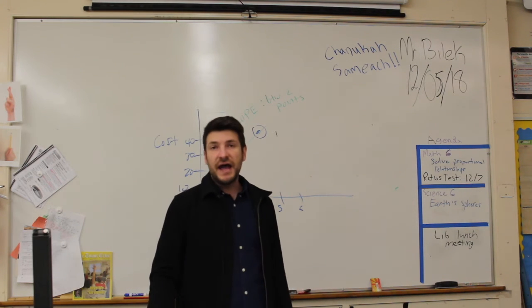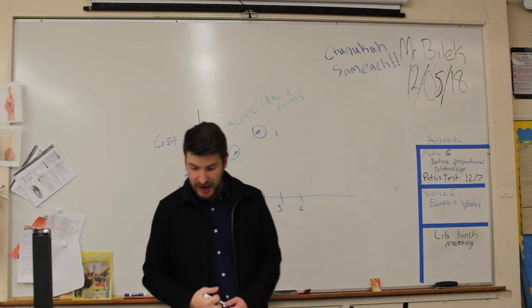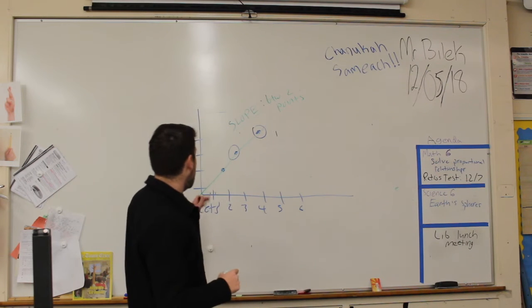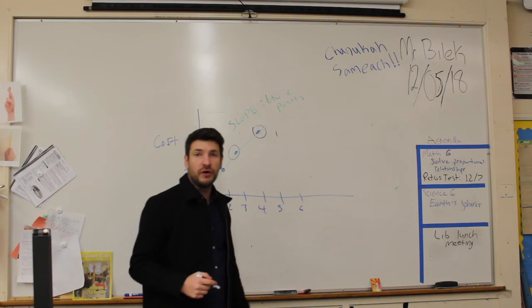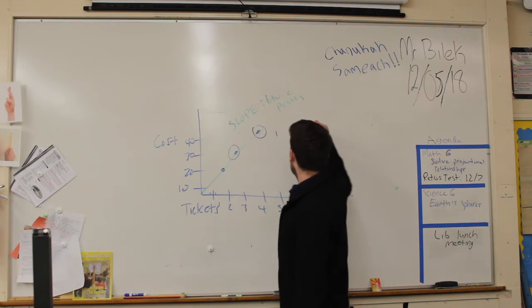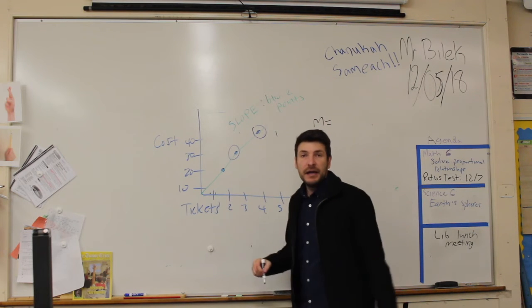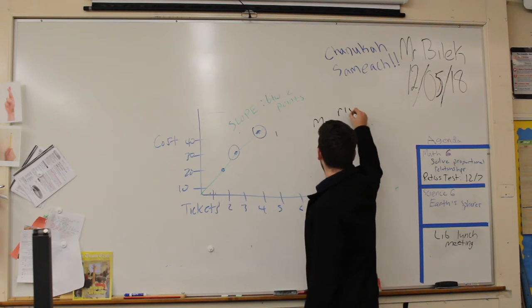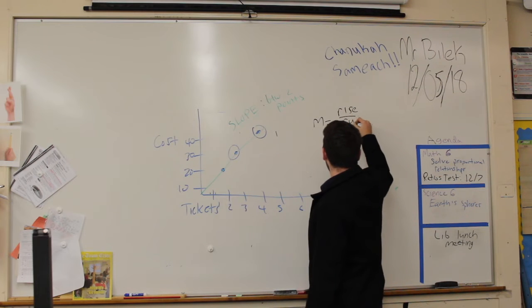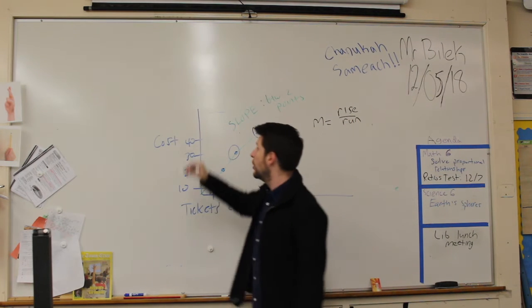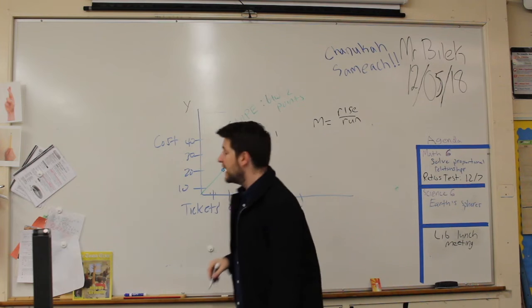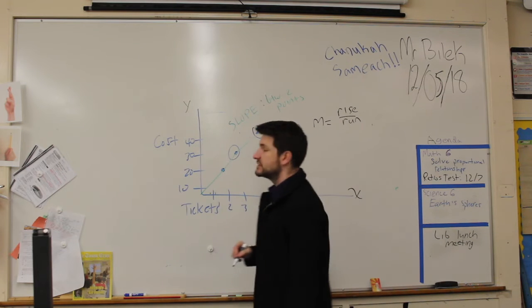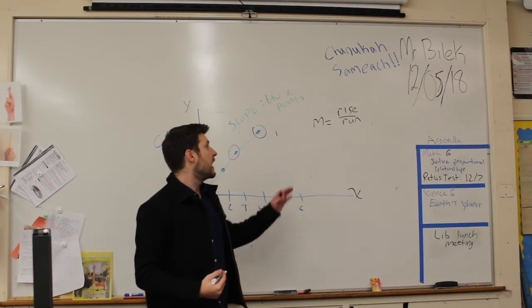Now, if I ask you to find the slope on a graph, you could count it. You could say how much are we going up and how much are we going over, because we know that slope is m, which is rise over run. That is how we write slope. Our rise being our y, our run being our x. Slope is rise over run.